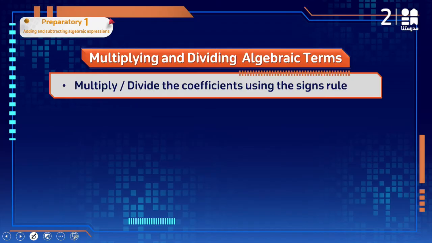Now multiplying and dividing algebraic terms. To multiply or divide, we are going to multiply or divide the coefficients using the signs rule. Do you remember the sign rules? Do you remember the Chinese face? When I have negative times negative, it will give us positive, and so on.